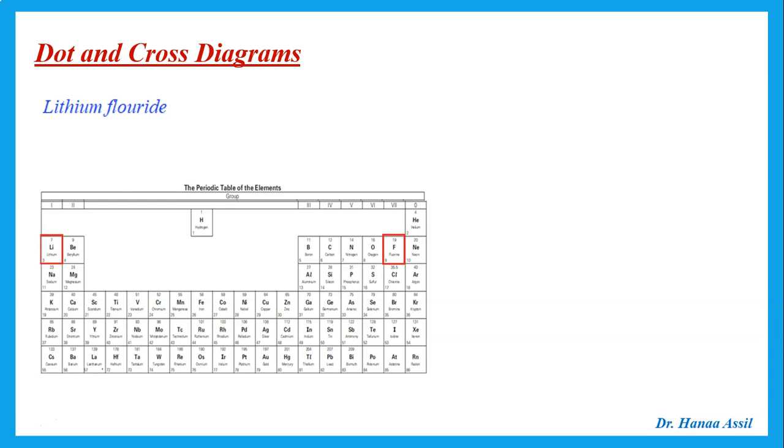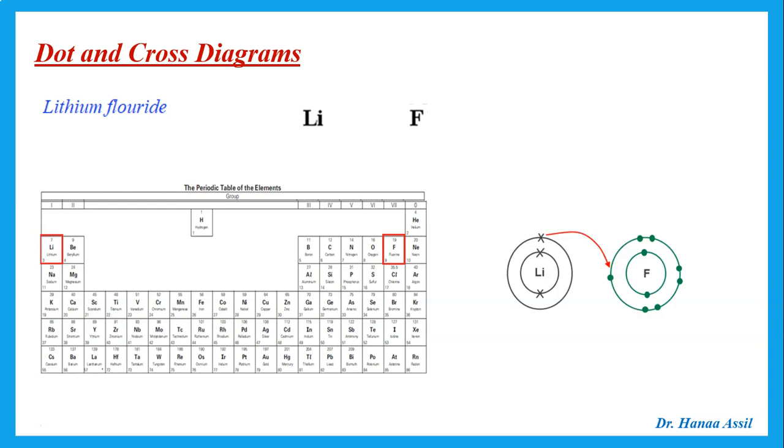In order to draw the dot and cross diagrams, the first thing we do is write the symbols of each one. So I have lithium, Li, fluorine, F. Then I look again at the periodic table. How many electrons in the outer shell of each? You can see that lithium is in group 1, so it has 1 electron in its outermost shell. Fluorine is in group 7. It has 7 electrons in its outermost shell.